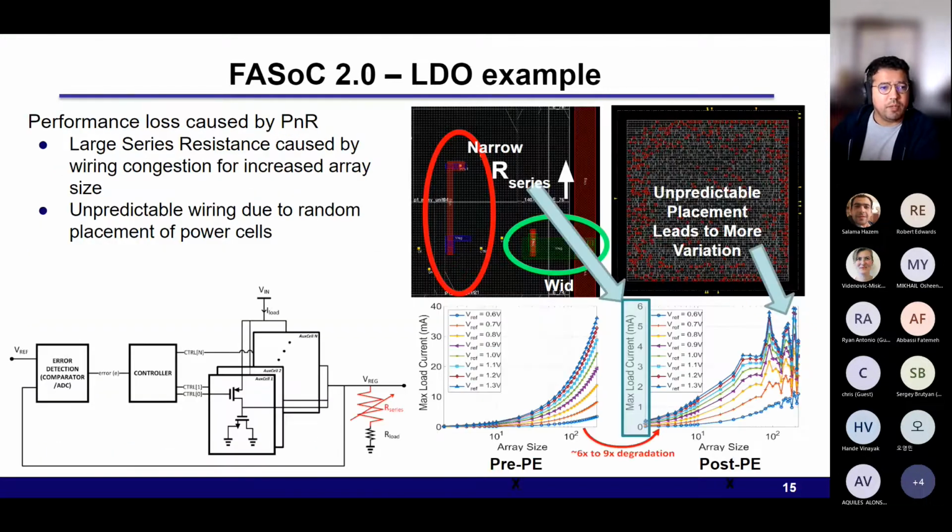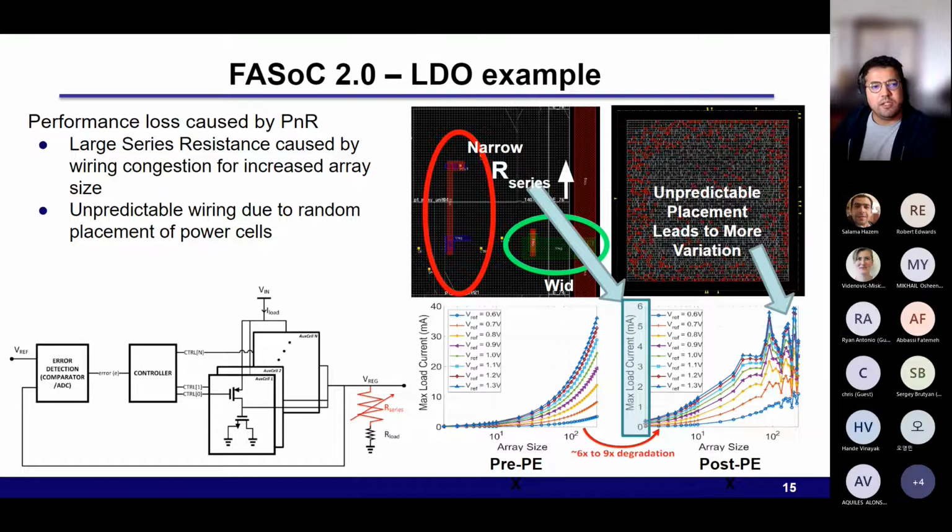Another example is for power regulation, digital LDO, which we taped out in different technologies, including Skywater 130 and GF12, and I believe TSMC 65. You can see the pre-pack simulation of the max load current versus the array size of the PMOS switches, where everything looks fine and smooth.